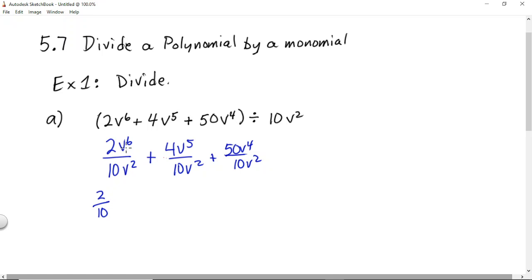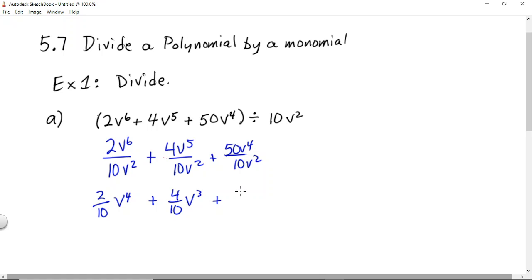Okay, and with the variables, you just subtract exponents, right? When dividing, subtract exponents with like bases. So our base is v for both of these. So we subtract the exponent, and that gives us v to the 4th. Okay, 6 minus 2. So the next one, the 4 divided by 10, will be dealt with separately. We will calculate that, or reduce it, that is. And with the variable, take the 5 minus 2, subtract exponents, and that's 3.